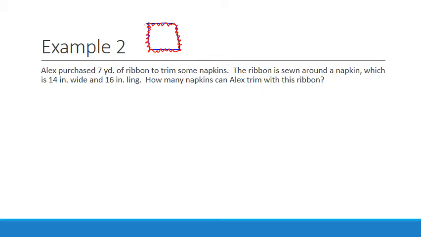All right, let's get back to this. The napkin is measured in inches, but then we know that he bought ribbon in yards. So we really got to convert that yards to inches to then figure out how many napkins we can make. Okay, so let's do that.